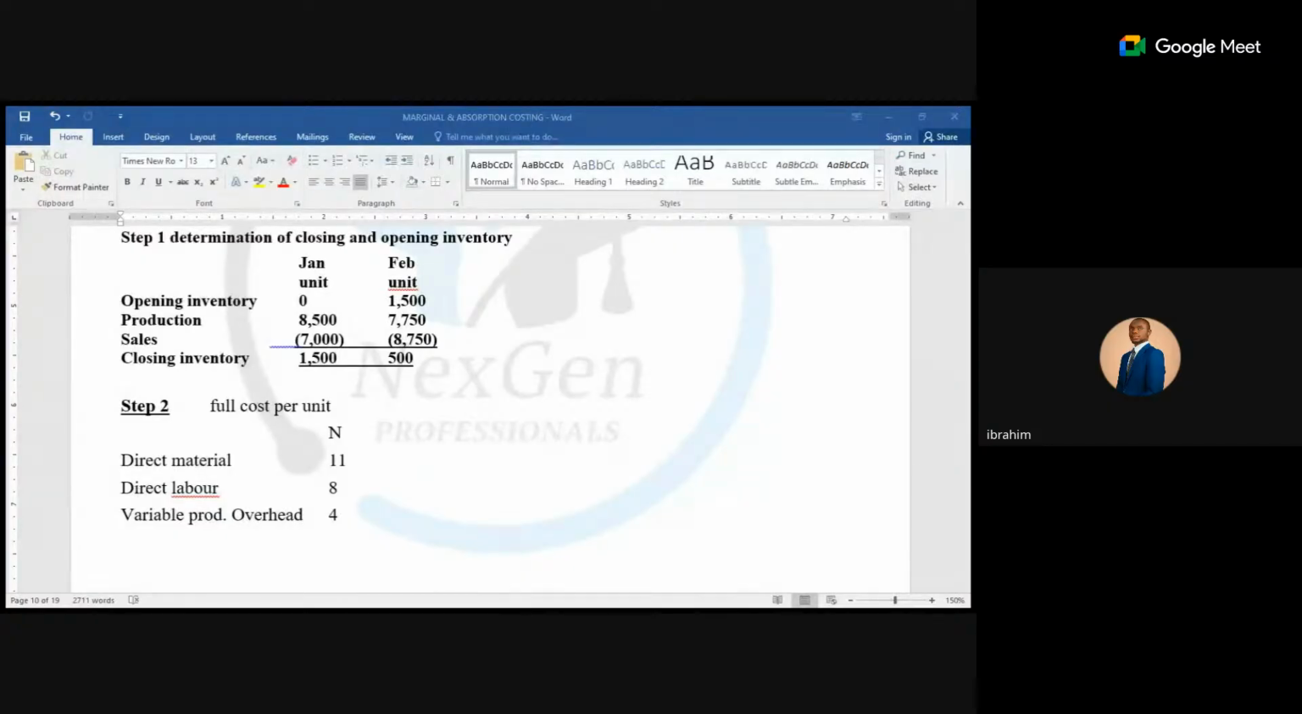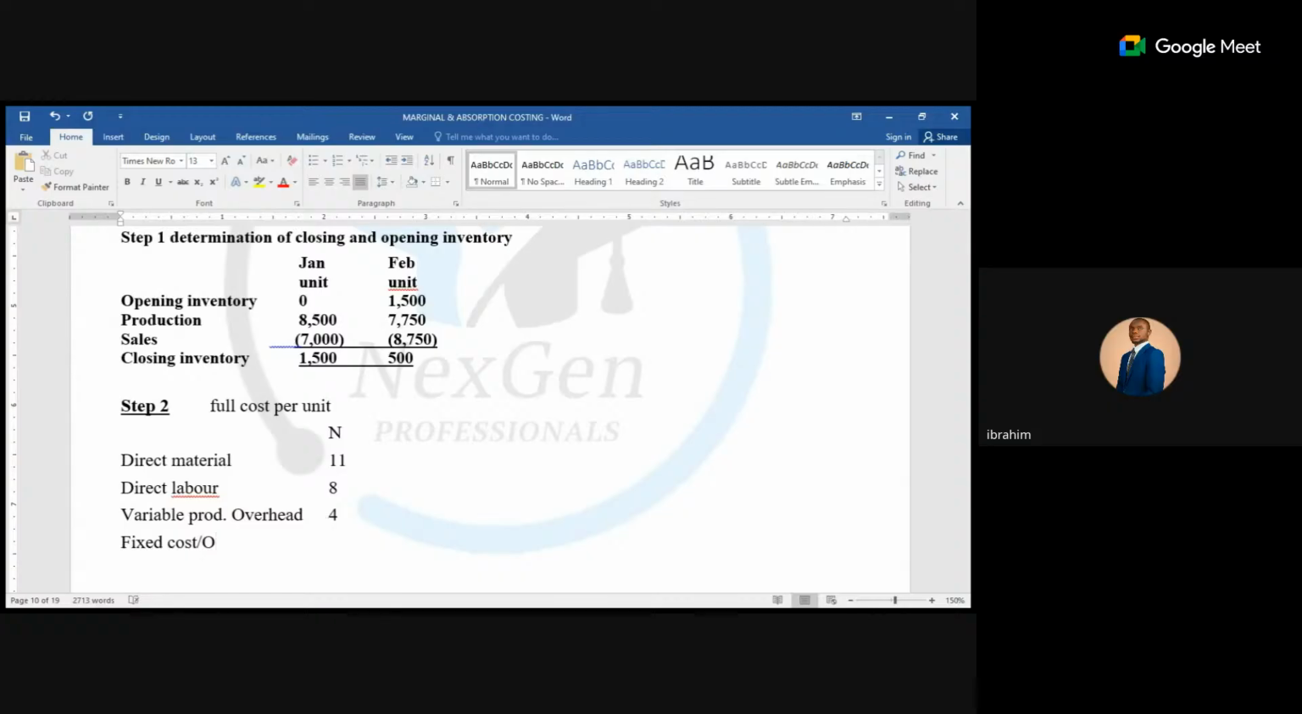You have to go back to that video so that you understand why variable selling is not part of the variable cost that you will charge to production, right? Variable selling is for sales. Now, the next thing we need to add is our fixed cost per unit, which is our OAR.